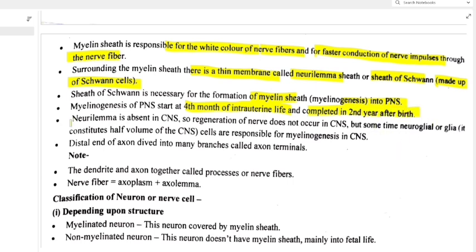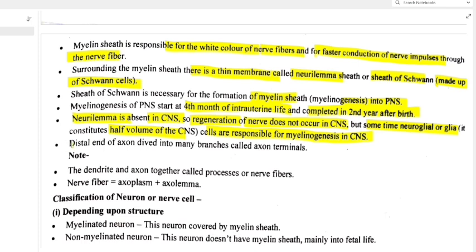Now comes neurilemma. It is absent in the CNS, so regeneration of nerve does not occur in the CNS. Neuroglia or glia constitute half the volume of the CNS, and these cells are responsible for myelinogenesis in the CNS. As neurilemma is absent in the CNS, the regeneration process cannot happen there.